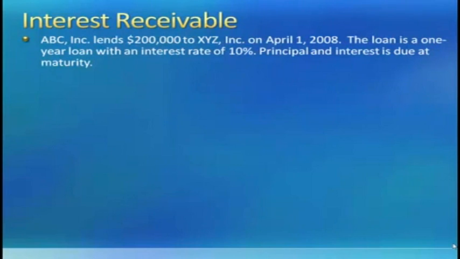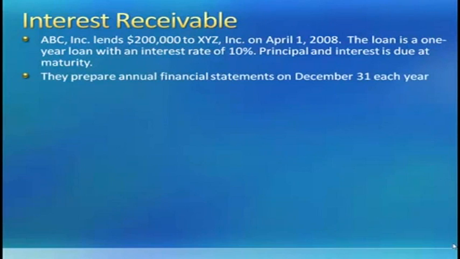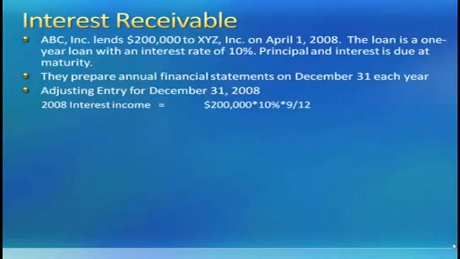So the question is, at the end of 2008, presuming that they prepare an annual financial statement, we are going to want to accrue whatever interest has been earned by ABC at the end of December of 2008. Because the interest is not all going to be earned on April 1st of 2009. It's going to be earned evenly throughout the one-year term. So the interest that is earned in 2008 is represented as $200,000 times 10% times 9 over 12. This is the principal times rate times time equation to figure out interest.